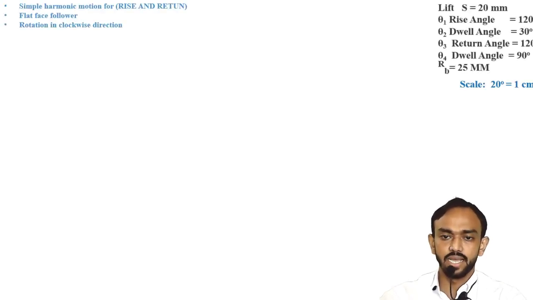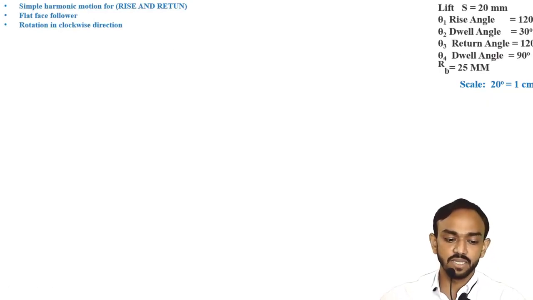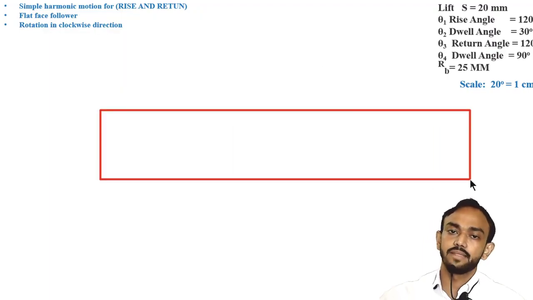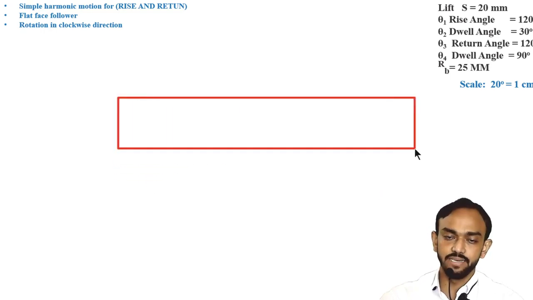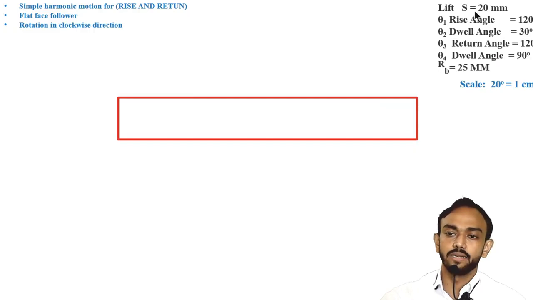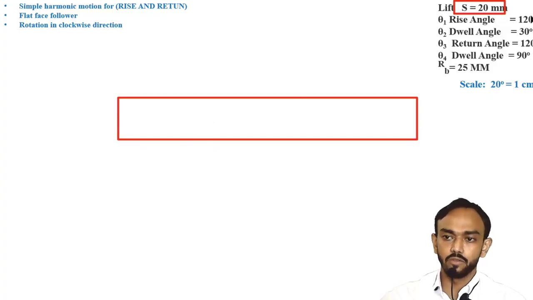This data is already there and we are going to make the displacement diagram. I am not wasting time on the displacement diagram because we already know that. First make a rectangle whose length will be 18 and height will be 20, because the lift is given. After that make partitions of this rectangle depending on these angles, 120, 30, 120, 30. So it will be first 6 centimeter, then 1.5, then again 6 centimeter, and the remaining will be 4.5. This is the partition.